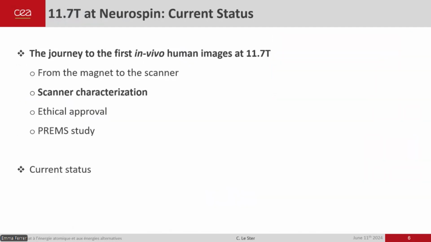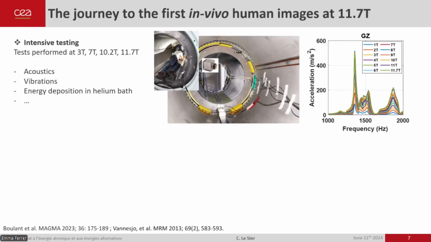Now I'll talk a bit about the scanner characterization. So it was an intensive test campaign that was led in order to know within which mode we can use the scanner without having any issue and how to get the best images. For this test, we took advantage of the fact that we can ramp up and down the scanner quite easily. And we made several tests with acoustic tests. We measured also the vibration by taping some accelerometers on different parts of the scanner, as shown on the picture. We measured also the energy deposition in the helium bath.